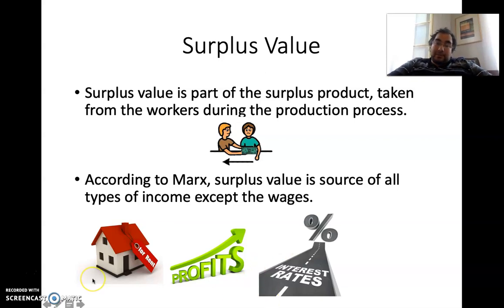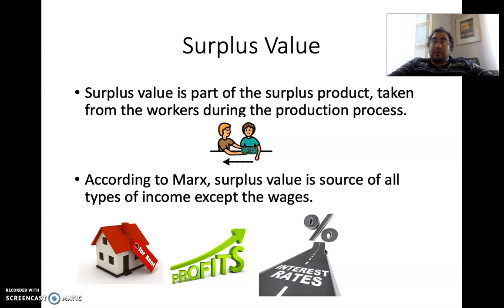Rent paid for the apartments. Well, the houses are not producing anything. They cannot generate value. So, in a way, rent that is paid should come from the value that is produced by the workers, which means from the surplus value. Profit certainly is a primary source of income the companies have. And interest rate also. Interest paid by the banks to the people, or to the banks, is also paid through the surplus value, because money by itself is not producing anything.